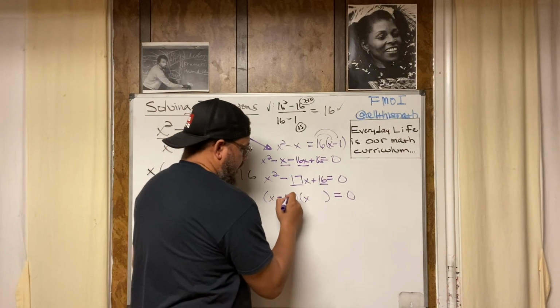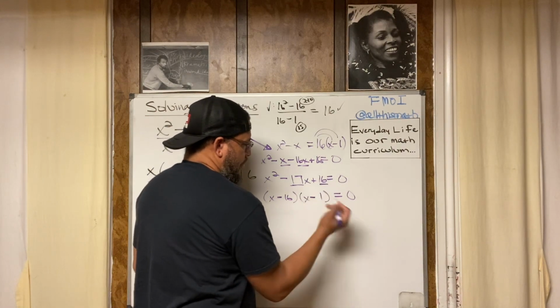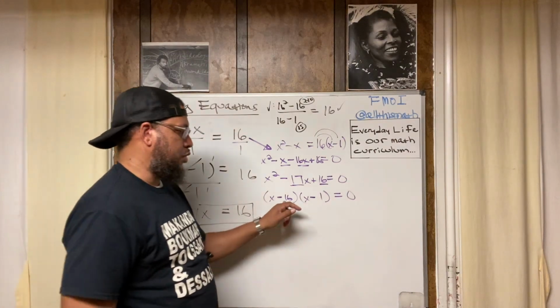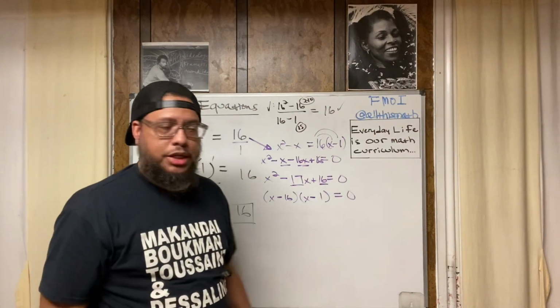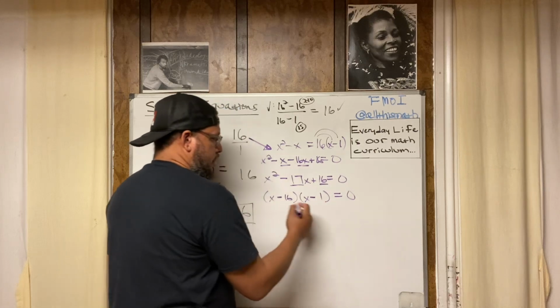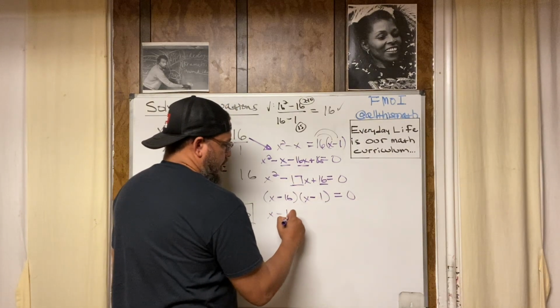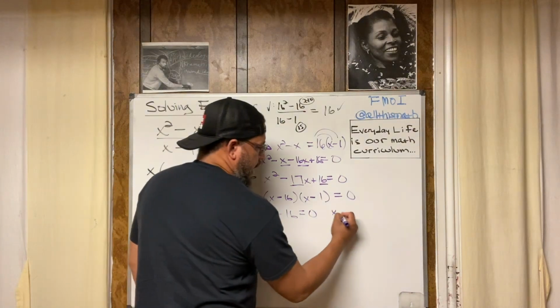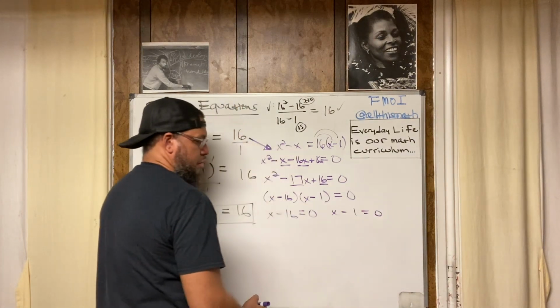So I'm going to put the negative 16 right here. It don't matter which parentheses I put it in. I just got to have one of each, right? I could have put the minus 16 over here and the minus 1 over here. It don't matter in case you had that question. All right. So now these are my 2 linear factors that are going to become my equations. x minus 16 equals 0. And then x minus 1 equals 0, right?